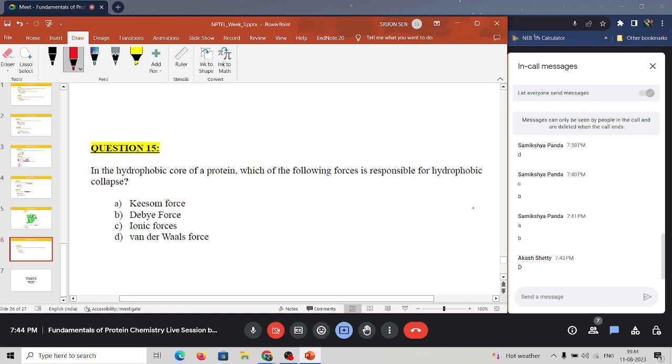So if you need to break apart the hydrophobic core, you have to disrupt the van der Waals interaction. These van der Waals interactions are very important for the formation of the hydrophobic core, and the loss of the hydrophobic core is because of the breakage of the van der Waals interactions or the van der Waals forces.